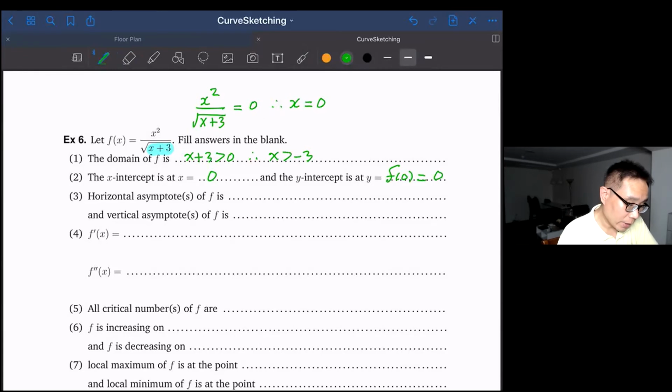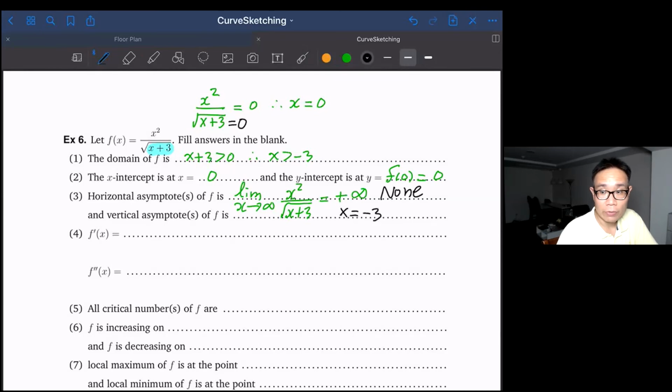Okay. And you have no horizontal tangent line because you have the limit as x goes to infinity of x squared over the square root of x plus 3. Actually, this turned out to be positive infinity. Okay, so this turned out to be none. And do we have a vertical asymptote? For the vertical asymptote, you set the bottom equal to 0. So you get x equal to negative 3. Okay, so that will be your vertical asymptote.